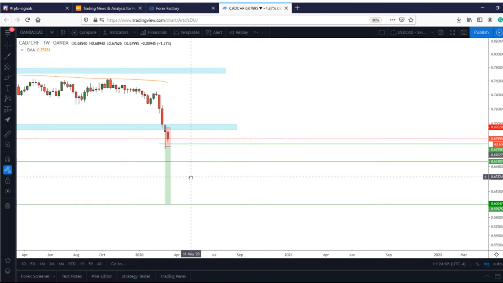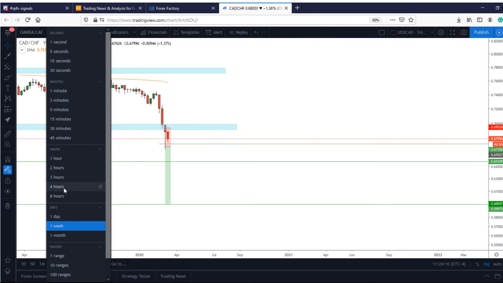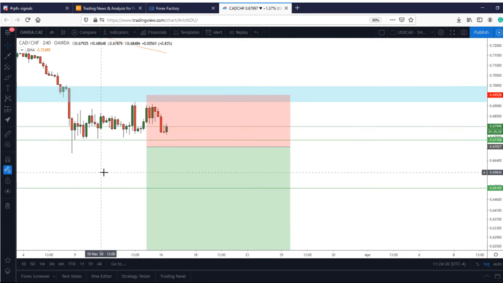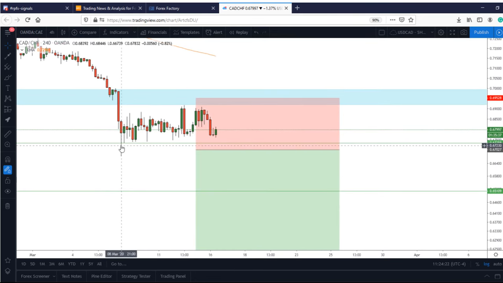You can see the last weekly closure right here was pretty bullish. It turned into a bearish hammer. And so what we did was we went to the 4-hour time frame, and we basically drew out this support. You can see, we had a huge breach of this blue support zone right here. Boom. And since then, we've struggled to close below this level at 0.67370. You can see this support.